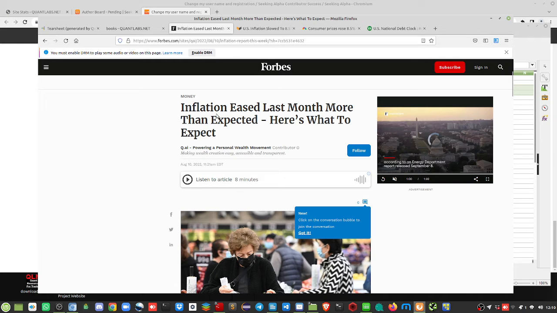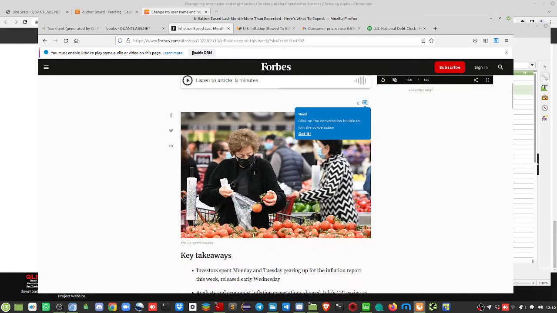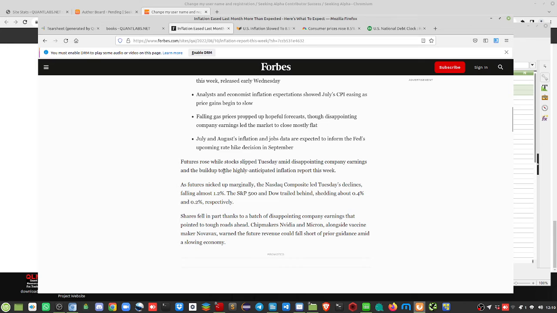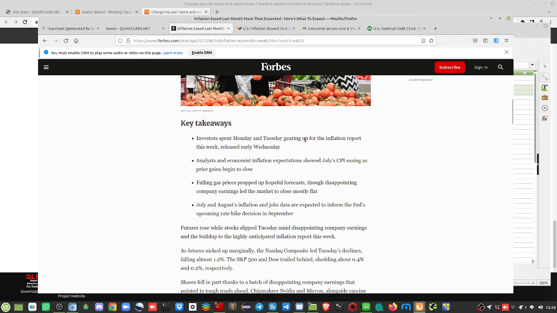Inflation, here's Forbes: eased last month, here's what to expect. Here's the highlights, which I'll just focus on. Spent Monday, Tuesday gearing up for the inflation report. Analysts and economists' expectations showed July CPI easing, falling gas prices, which I'm sure everyone's seen. Though disappointing company earnings led the market to close mostly flat, which is true. July, August, and jobs data are expected to inform the Fed's upcoming rate decision in September.